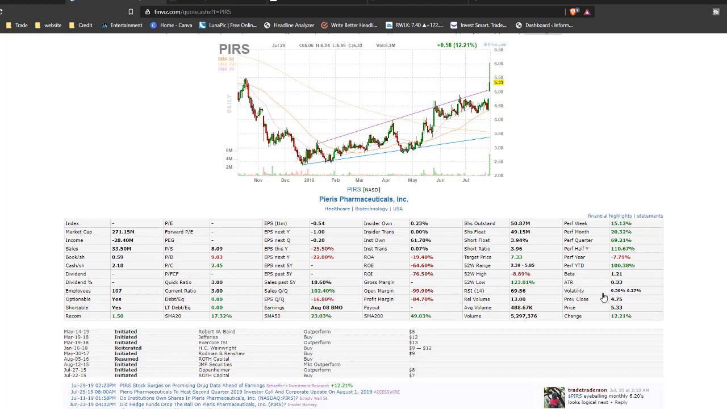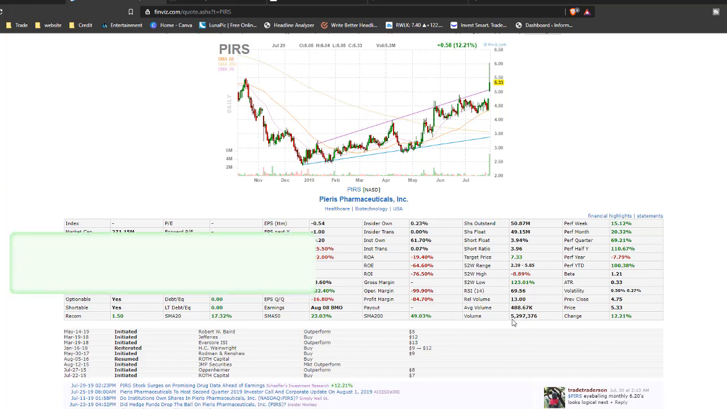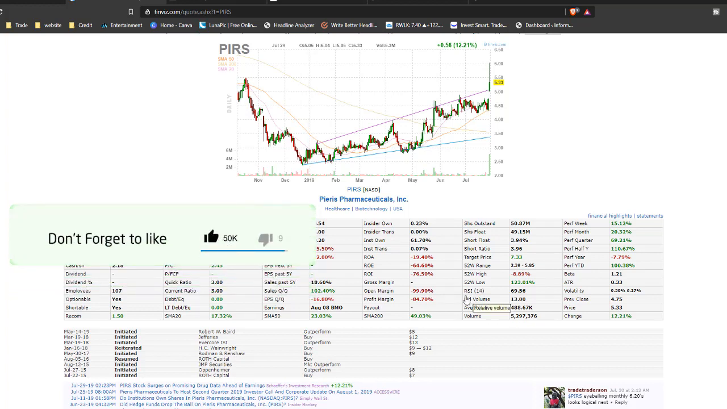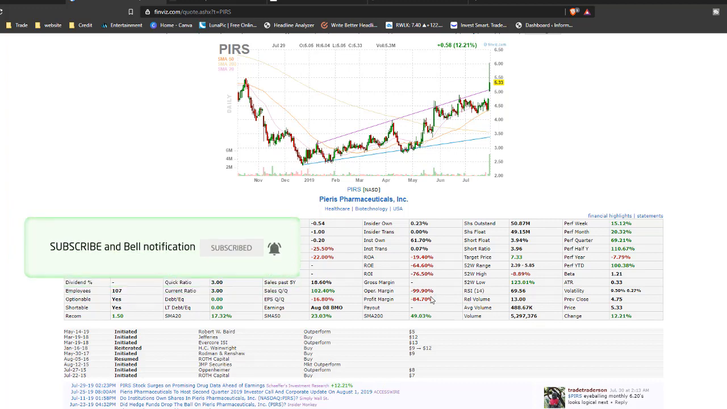And the other important thing that we need to look at is the volume. On average, the stock trades 488,000 shares per day, but today there's special news that came out. So we have 5.2 million shares of the stock traded today. That is a huge difference.